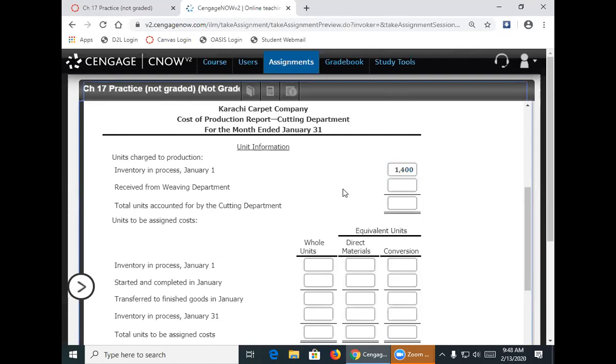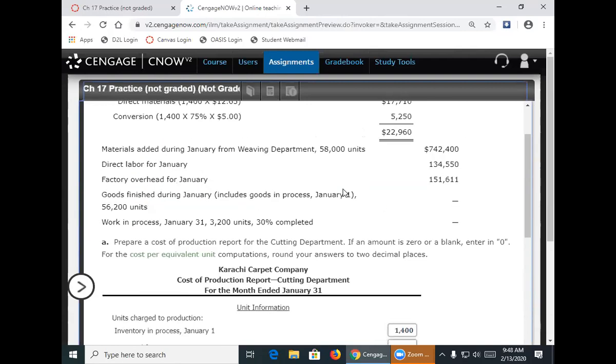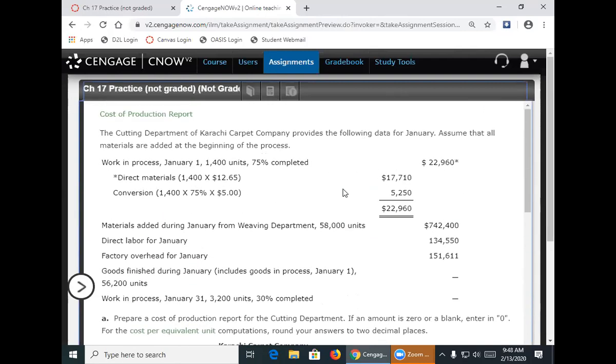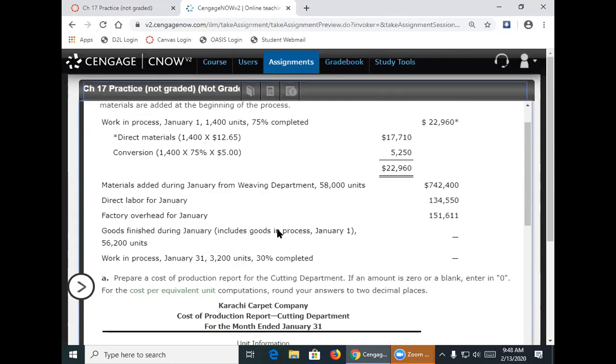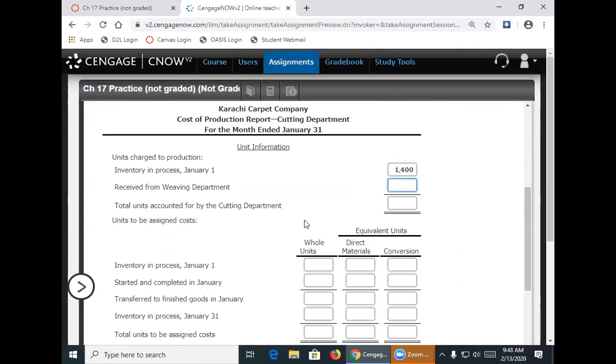And then it asks, how many were received from the weaving department? They made this one even a little easier. Yeah, 58,000. They actually told us, you know, sometimes we have to calculate different things, but they just said materials added 58,000 from the weaving department. So this one they made a little bit easier. We didn't have to look at started and completed and all that. Okay. We will in a little bit.